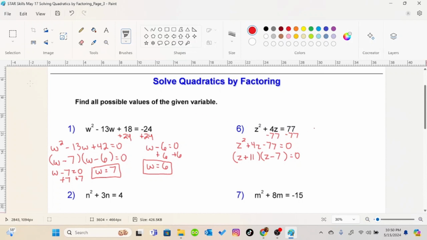Now we're going to set the first factor, z plus 11, equal to 0. We subtract 11 from both sides, and we get our first answer, z equals negative 11. Then we set the second factor, z minus 7, equal to 0. We add 7 to both sides, and our second answer is that z equals 7.